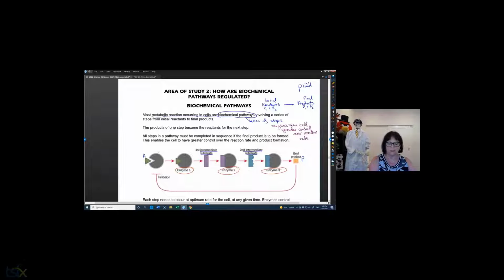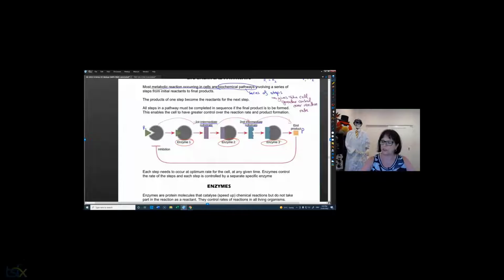So this first step here, enzyme 1, whatever that is, will make that happen. The next step, enzyme 2, will make that happen. The next step, enzyme 3, will make that happen. If for some reason the gene mutation happened that enzyme 2 isn't being made, then the product can't happen. You must go through each step to get to the final product. So you can't jump steps.